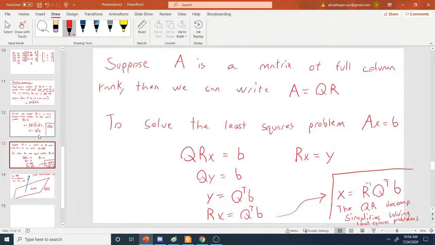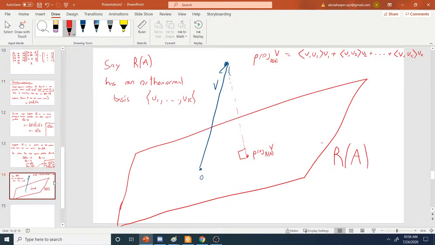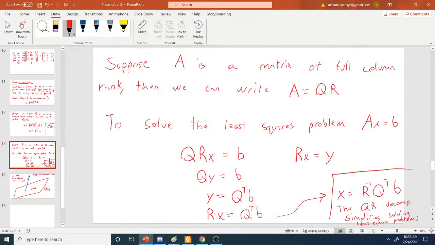So the reason the QR decomposition formula works so cleanly in solving least squares problems is precisely that when you're multiplying b by Q transpose, you're exactly computing this projection. So that's the geometry of what we just did when we solved this equation.